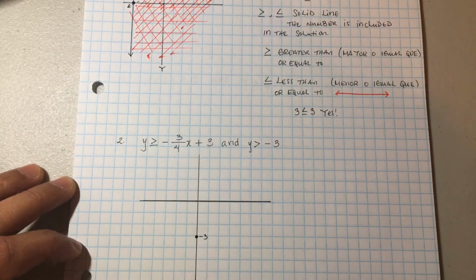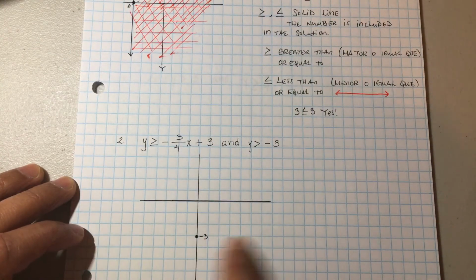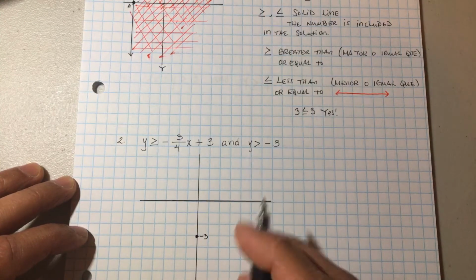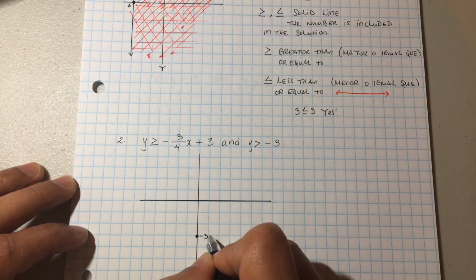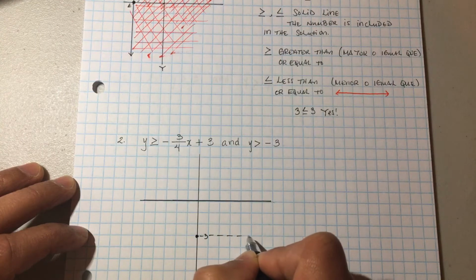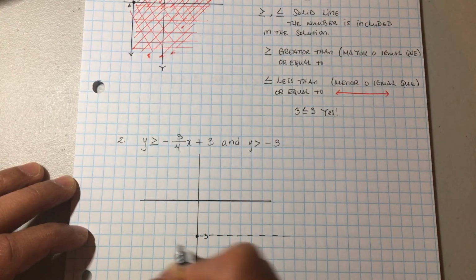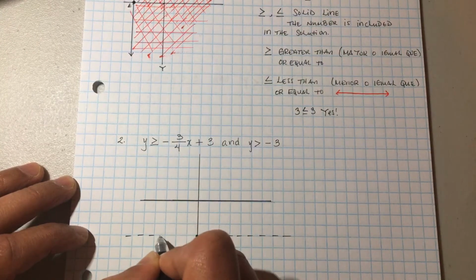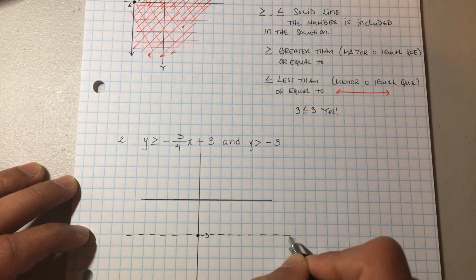This one is not going to be vertical. Este no va a ser vertical. Este va a ser horizontal. This one's going to be horizontal. And you notice it does not have an equal sign. No tiene línea abajo. Entonces va a ser la línea quebrada. The line's going to be broken. Okay, just like this. All right.